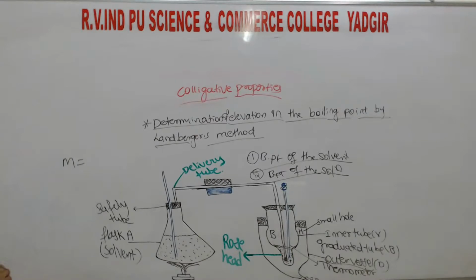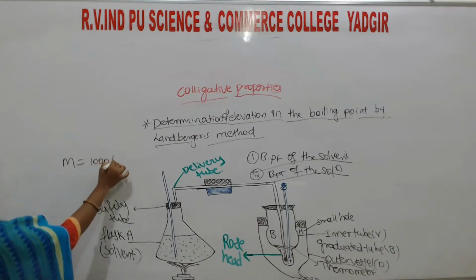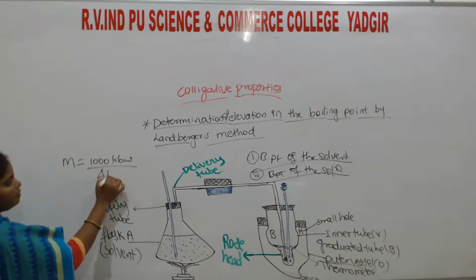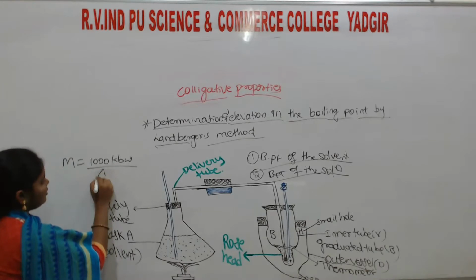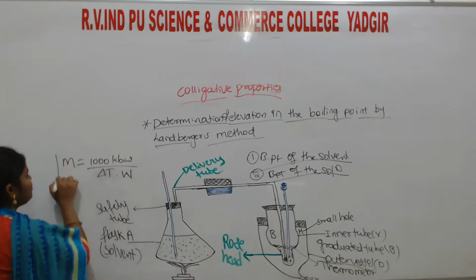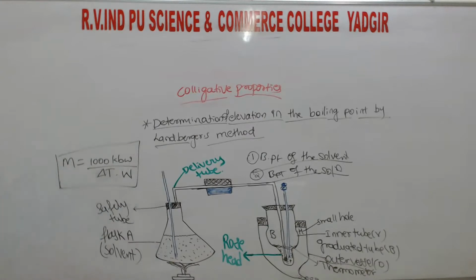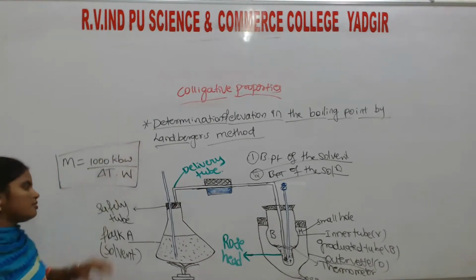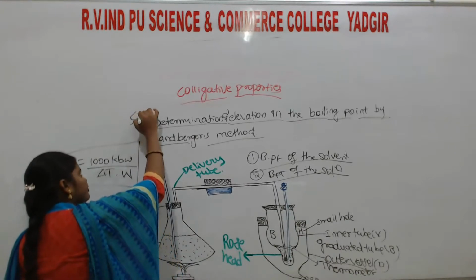Here m is equal to 1000 Kb w divided by delta T into capital W. This is the calculation of the molecular mass result. That is, m is equal to 1000 Kb w divided by delta T into capital W. You write this in your examination, and this is a very important 5 marks question.